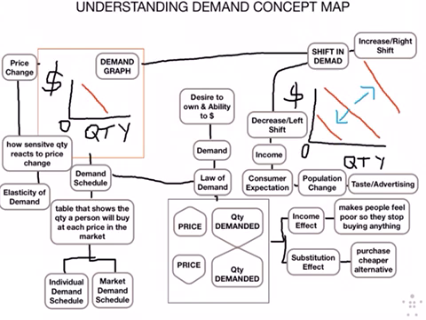Although there are millions of outside factors that can affect demand, our book lists income, consumer expectation, population change, and taste in advertising as the top 4.